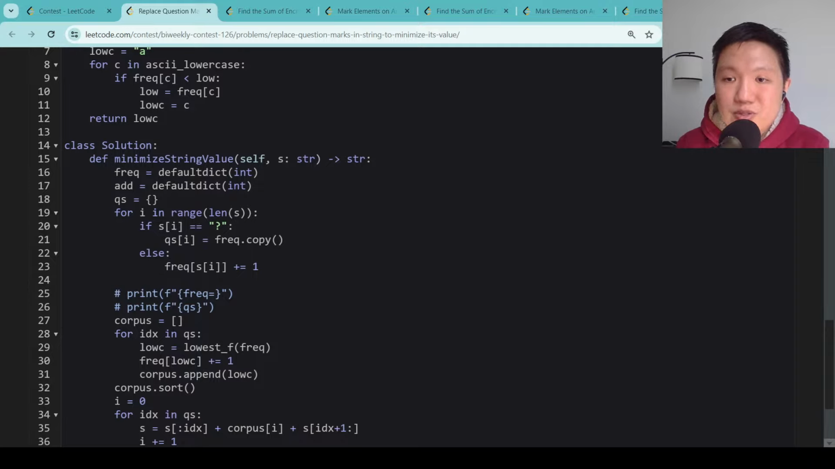Yeah, so you find the whole cost of the whole array. Yeah, I see. So the thing is, I didn't realize that either until I started coding. That's why you see my code is so messy. It's because you see this qi equals frequency the copy, because I thought I needed to know the frequency at the point of the question mark, which I actually don't. So it's a bit of a trick.